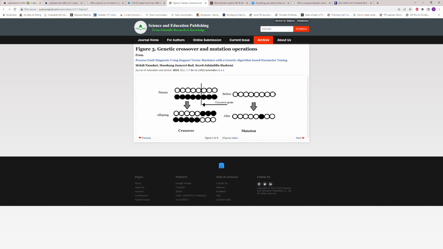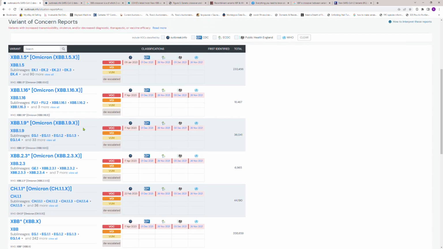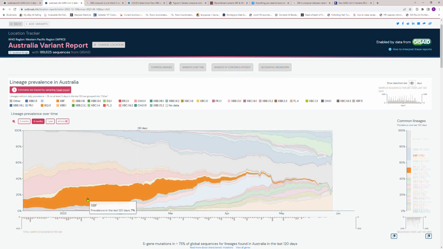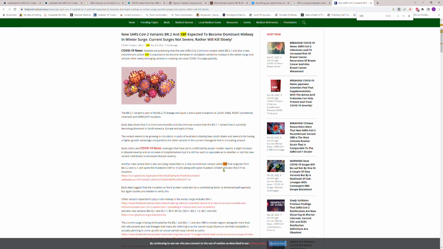Now, the situation now with COVID is that all of the variants that are basically out there, practically all of them, are recombinant variants. That's why you've got the X in front. There's a couple of recombinant variants that they didn't talk about very much. Australia had one called XBF, and I have to remember what XBF was. XBF was a crossover between the variants BA.5.2, which was a variant in its own right, and CJ.1.